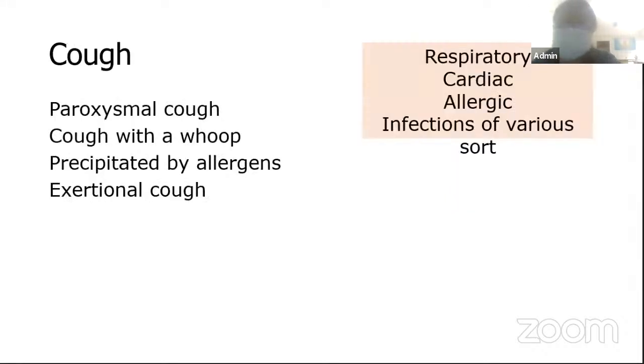Ask about cough also. It can be respiratory, cardiac, allergic, or infections of various sorts. Some may give you history, a few may give you a clue. Paroxysmal cough, or a cough with a whoop, gives respiratory localization. Maybe it's whooping cough or atypical pneumonia. A cough precipitated by allergens is an allergic cough, and an exertional cough can be cardiac or respiratory.